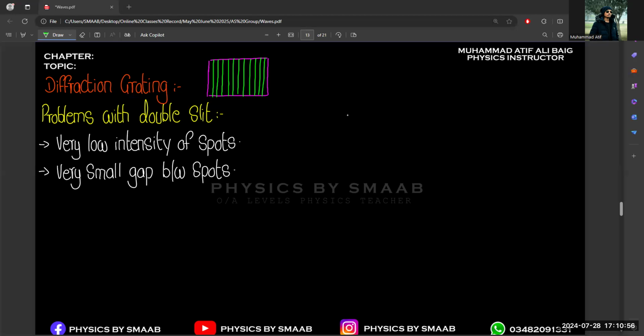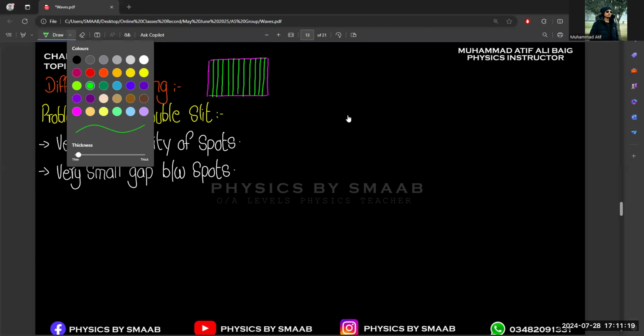And we also studied the concept of diffraction in IGCSE, that diffraction takes place through the corner, through the edges. So that's why we have to mark so many lines, so light can easily collide, or it can easily strike back from any obstacle or any corner. So this is the concept of diffraction grating.